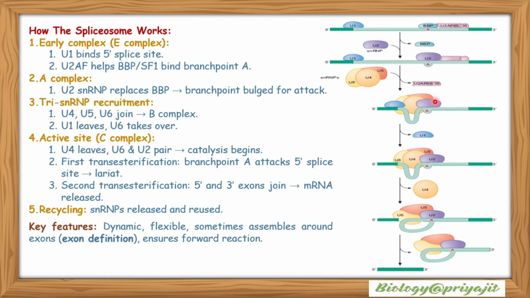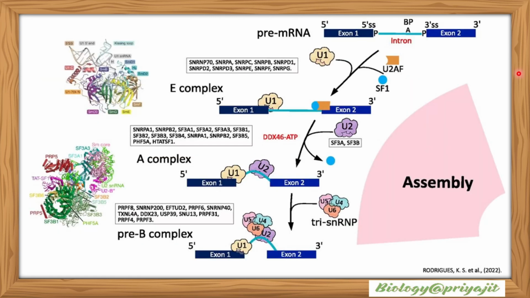So, a key feature: it is dynamic and flexible, sometimes assembling around exons, or exon definition. It ensures the forward reaction also. So this is the image showing the process of spliceosome machinery. This is the pre-mRNA with the involvement of U1, U2AF and SF1. They will bind with the 5' splice site. This is the E complex. Then A complex will be formed, and then pre-B complex will be formed, and it will form the spliced product.